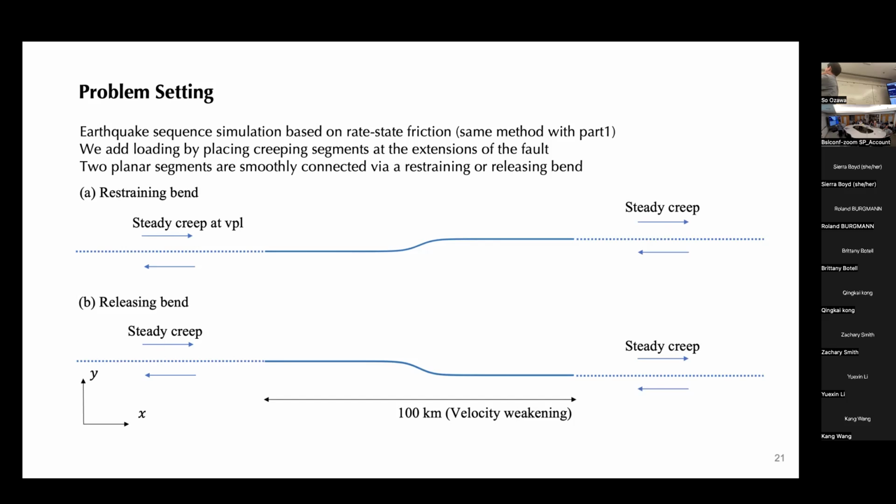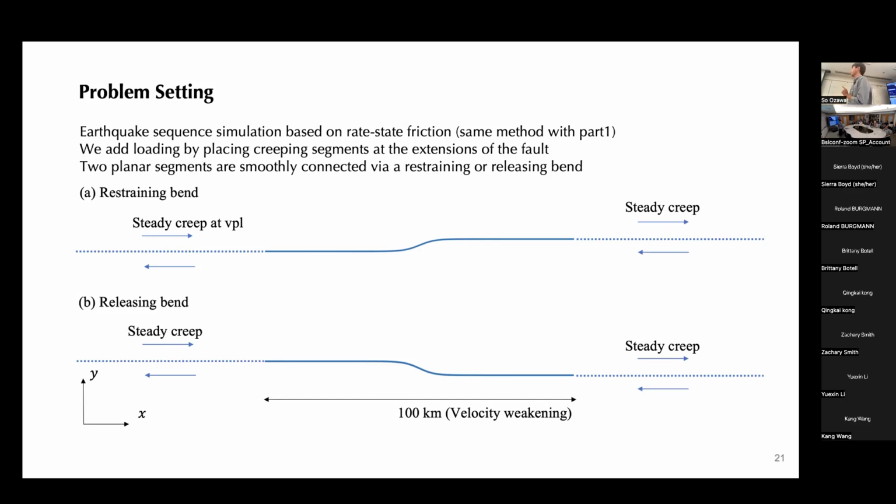And so, to explore the effect of fault bend, we put a bend here. Two planar segments are smoothly connected via a restraining or releasing bend. The restraining bend is here, and the releasing bend is this. So we are basically running many multiple earthquake cycle simulations using these geometries.